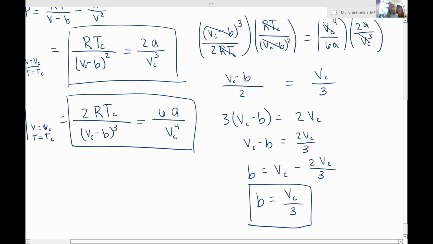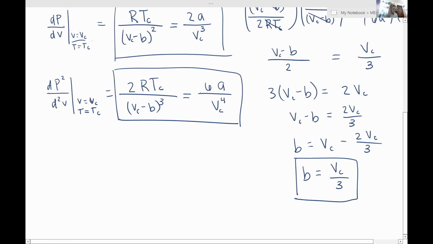So now that we have our equation for B, we can use that to plug it back into one of our derivative equations to solve for A, which is the next equation that we want to get at. So I'm going to use the first derivative, make it simpler for us. Anywhere we see B, we're just going to plug in VC over 3. So we'll have R at our critical temperature over VC minus VC over 3, but I'm just going to simplify that to 2VC over 3 squared equals 2A over VC cubed.